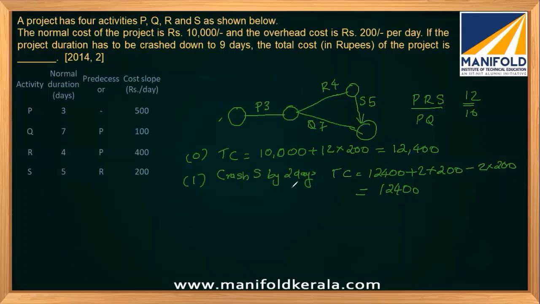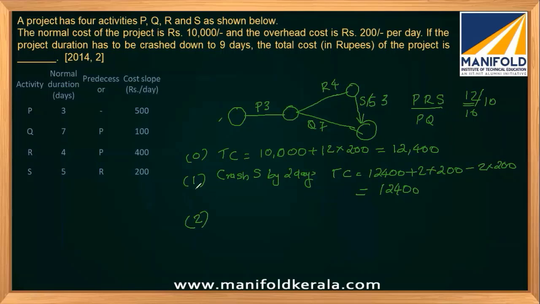So next, this will be 10, and S will be 3. The crash limit is not given, so I'm taking it as an assumption that I can crash any amount that is possible. Since it is not given, you can also take assumptions like that. In the second case, I have to reduce 1 more day, and only then will my project completion time be 9. So both paths have to be reduced by 1 day.